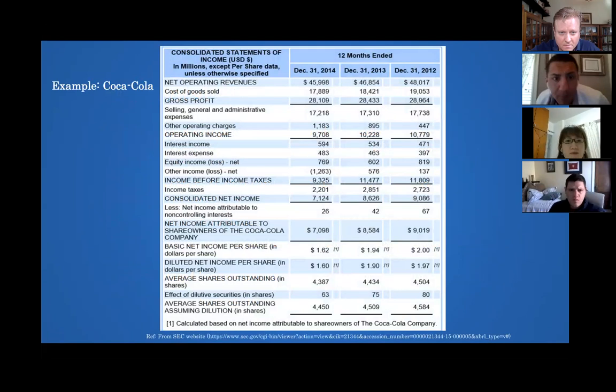So this is an example, which is a publicly listed company, Coca-Cola. I'm sure every one of us has contributed to their sales in one way or another. And we're looking at their consolidated statement of income from 2012 to 2014. Let's look at the next slide.